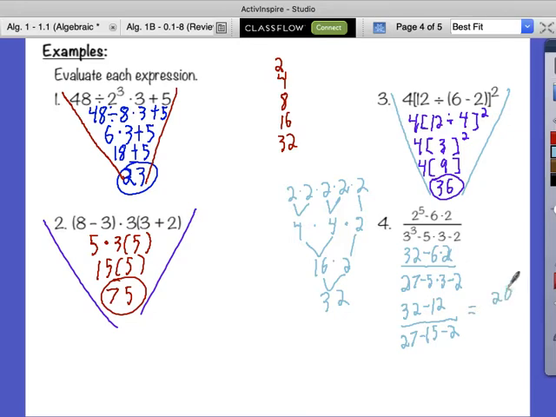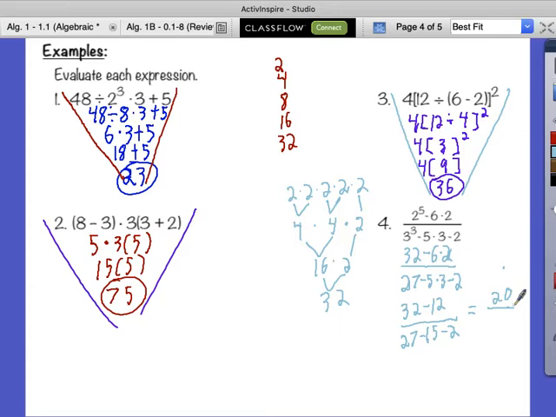So I'm going to put an equal sign and put it over here because I'm running out of room if I just go straight down on this one. So 32 minus 12 is 20. On the bottom here, 27 minus 15 minus 2. Now, question, does it matter which one we do first? What do you mean? Does it matter which subtraction we do first? No. Left first. Yes. No, it doesn't.